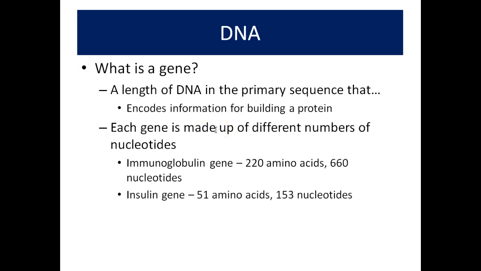Each gene is made up of different numbers of nucleotides. So the immunoglobulin gene, for example, has 220 amino acids and 616 nucleotides, because each amino acid is made up of 3 nucleotides. The insulin gene is much smaller, with 51 amino acids and 153 nucleotides. So you do have genes of different size, and those proteins may have more or less profound impacts on the characteristics of an organism.